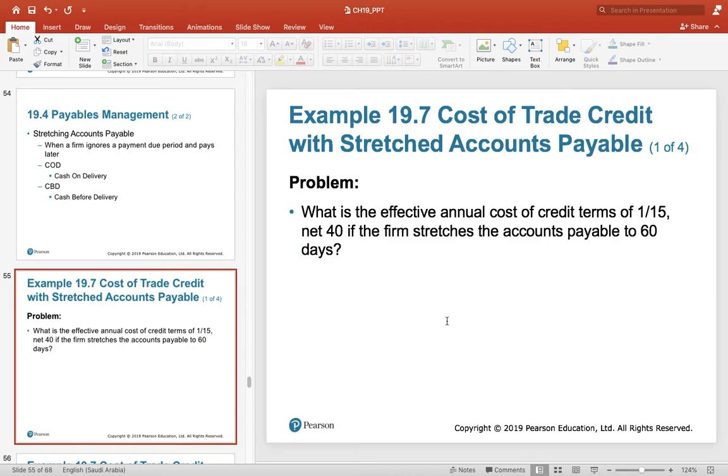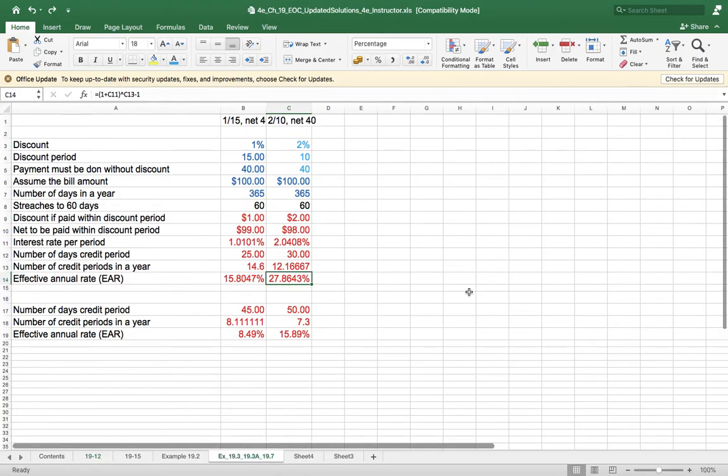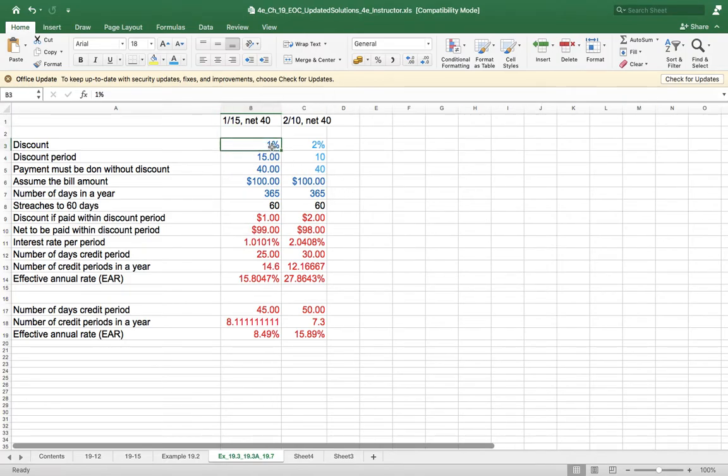So open the spreadsheet, please. Go to the 19.3, 19.7 example. You see, the first example is discussed here. 1/15 net 40. That means either pay on the 15th day and get a 1% discount, or pay on the 40th day. But the customer is not paying on the 40th day, he stretches to a 60 days period.